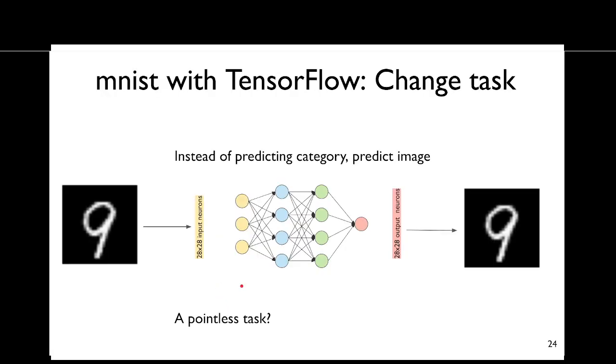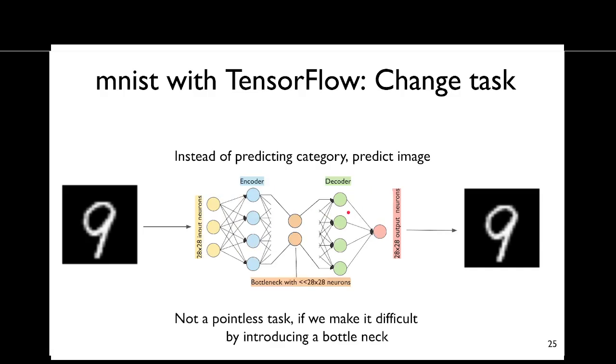We start out with something really counterintuitive and we say, well, what happens if we don't make the task classifying digits, but instead we make the task repredicting images. So this 9 should be predicted into this 9, where you say, well, that is easy to do. We can just transfer the input from here to the output directly. Then it's a pointless task, isn't it?